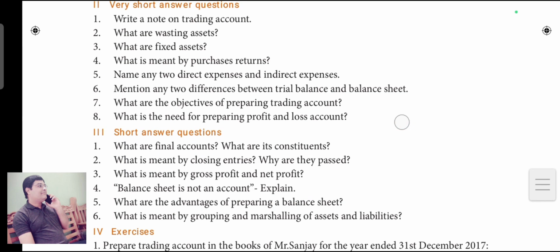Now we move on to important theory. In this chapter, important theory is 1, 3, 5. In short answer, 1, 2, and 3.